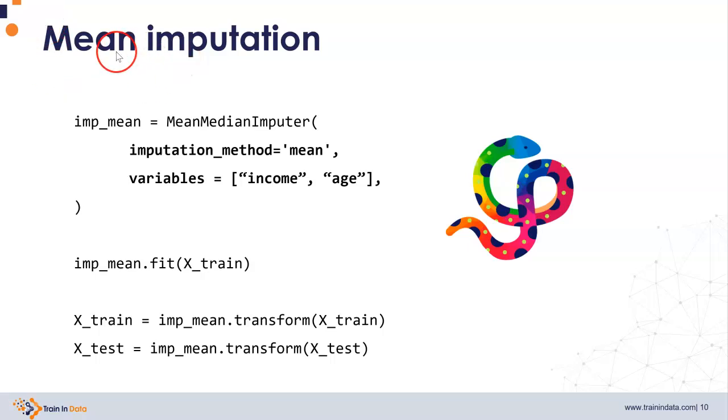So to perform, for example, mean imputation, we will use the MeanMedianImputer. In the imputation method, we highlight mean, and then in the variables parameter, we pass in a list the variables that we want to impute with the mean. With fit, the transformer will learn the mean values of income and age, and then with transform, it will only modify income and age in the data frames that we passed to the method. If instead we want to perform median imputation, the procedure is identical, we just need to specify median in the imputation method.